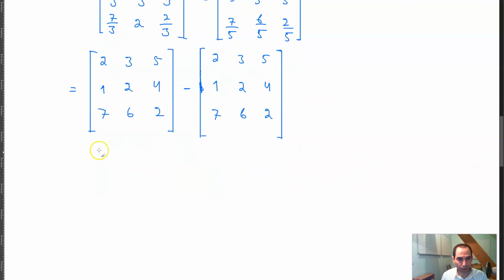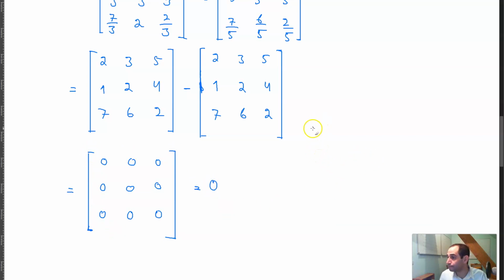And now I can write this as, you can subtract, or add the negative of this matrix. I'll just simply subtract. 2 minus 2 is equal to 0, 3 minus 3 is equal to 0, 5 minus 5 is equal to 0, 1 minus 1 is equal to 0, 2 minus 2 is equal to 0, 0, 0, and 0. Let's say the 0 matrix, which is equal to O. That was question number 5.